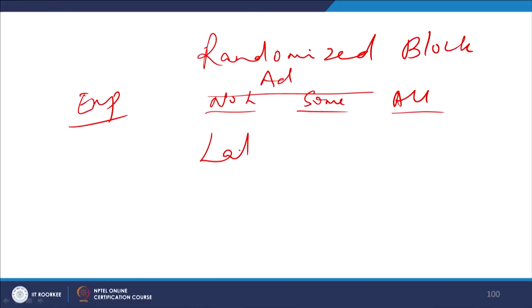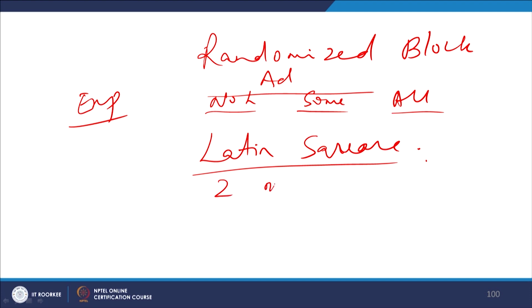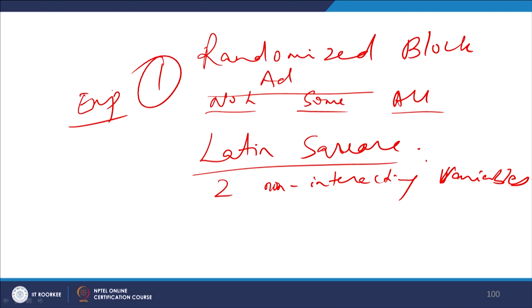The second case we talked about was an improvement over the first one, the Latin square. The Latin square design said that you make an experiment on the basis of taking two non-interacting variables. Here we are taking two variables, whereas in the randomized block we had only one variable. Here we allow for two variables, but not more than two. So, that is a good thing as well as a bad thing. You cannot take more than two.